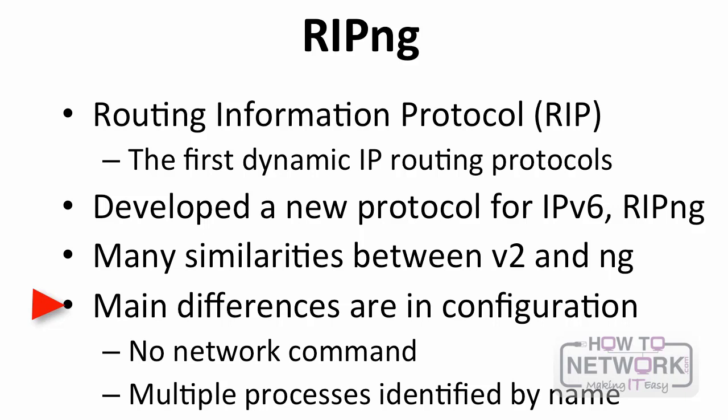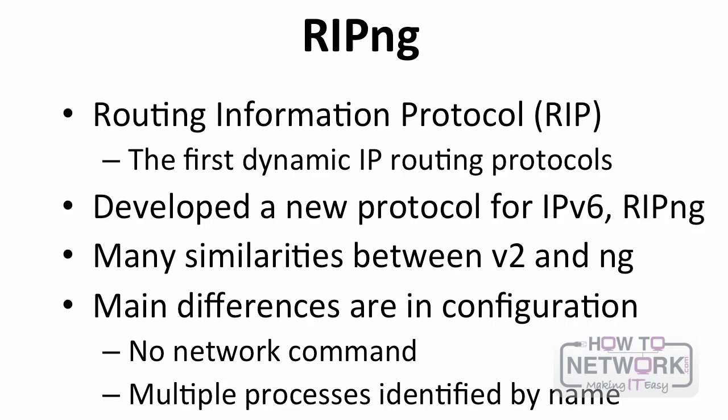Finally, RIP Next Generation allows multiple RIP Next Generation processes on a single router. So IOS requires that each RIP Next Generation process is given a text name that identifies each RIP Next Generation process for that one router. And there's another difference compared to RIP version 2.